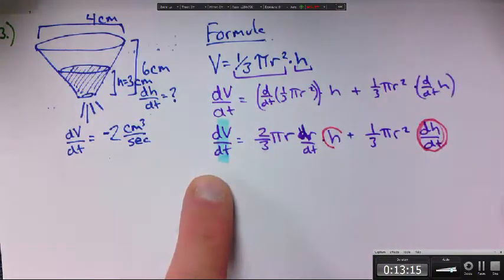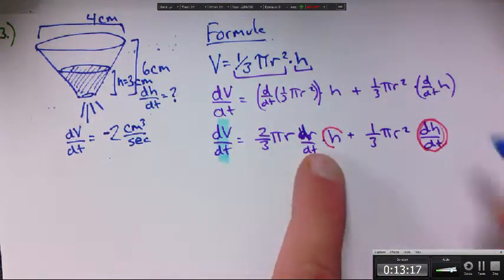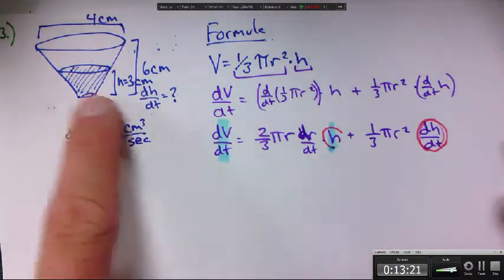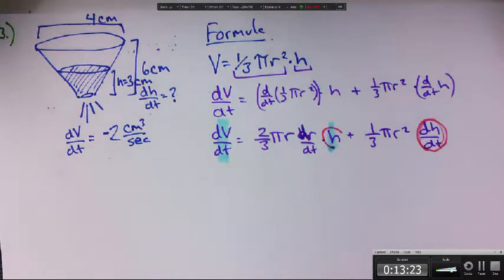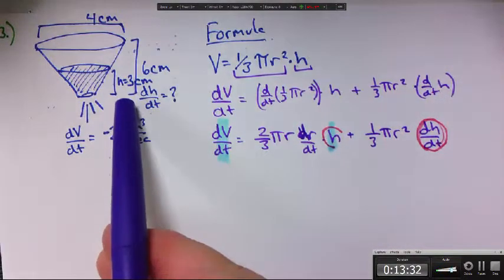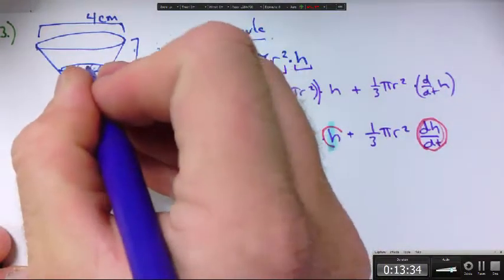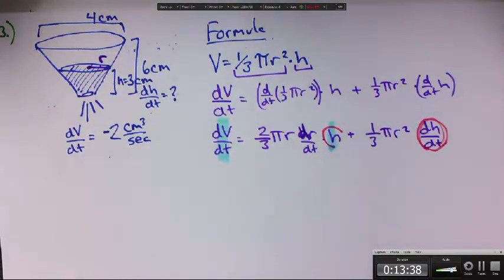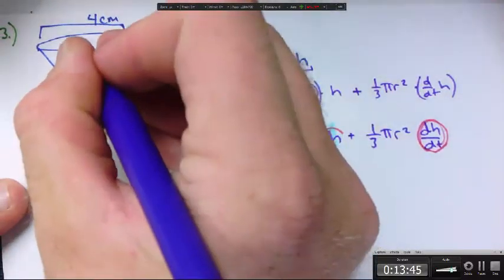Yes. We have to know the height. Yes. We have to know the radius. Is the radius given to us? No. But we could get the radius, because it gives it to us, we could do it as a proportion. This is the radius here. Because remember, we need the radius when the height is 3. Well, what's the radius of the entire funnel? 2.